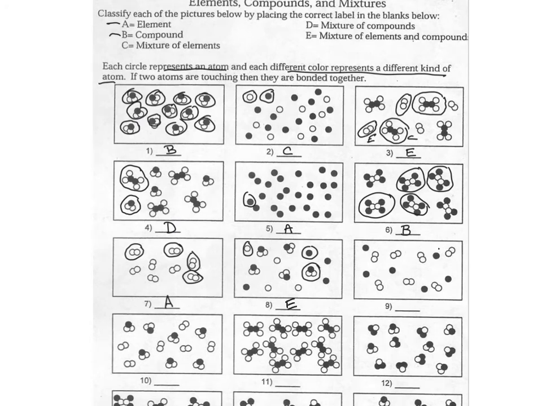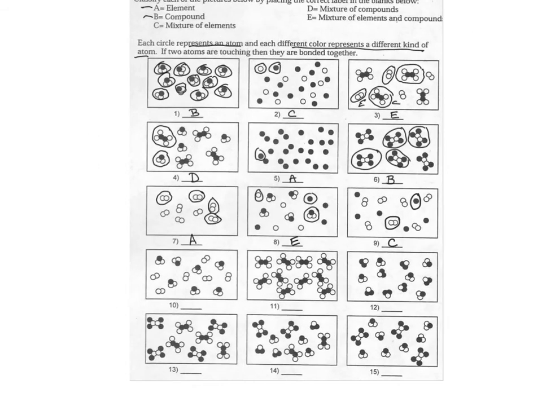Here we've got an element. Here we have another element, because the atoms are the same type of atom. So we've got a mixture of elements, which is C. This next one here, we've got a compound, two different elements that are combined together, and then we have an element because these atoms are the same type, another diatomic element. So that's going to be a mixture of elements and compounds.